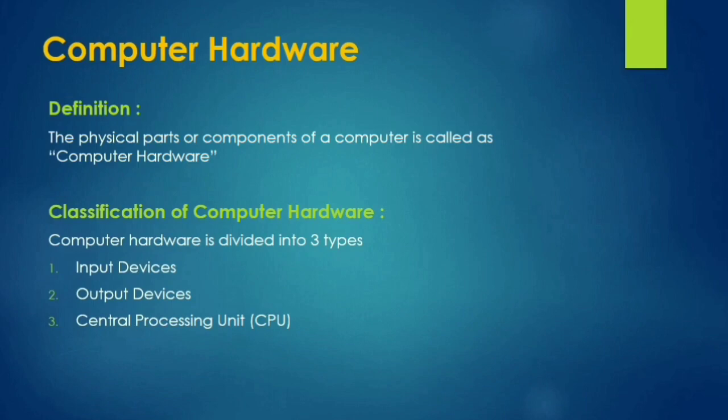Yes, the physical parts or components of a computer is called as computer hardware. We have seen the classification of computer hardware, right? The computer hardware is divided into three types: input devices, output devices and central processing unit.